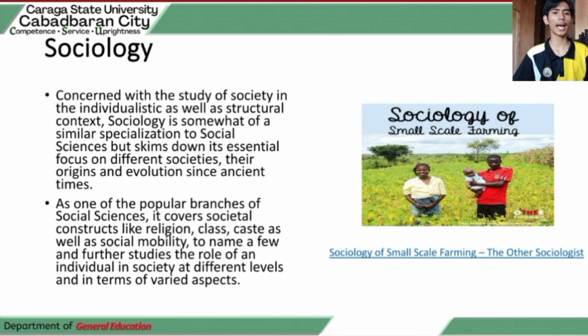Sociology, labeled as one of the popular branches of social science, covers societal constructs like religion, class, caste, as well as social mobility. So this merely means that sociology focuses more on societal development, structure, and functioning of a human society, as well as the vast nature of social problems.